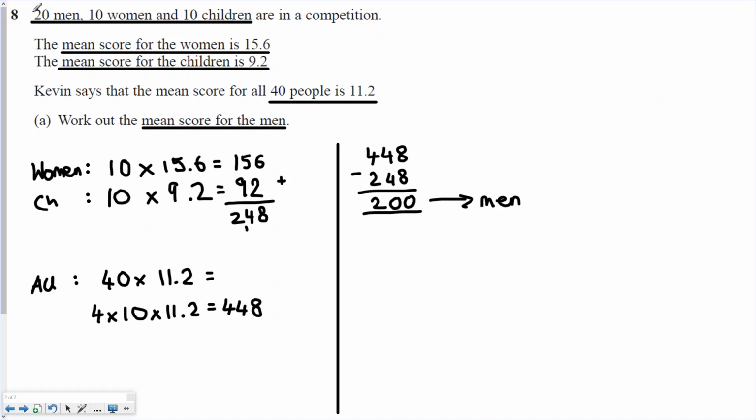Now we know that there were 20 men. Their overall score, if you add them all together, is 200. So to work out the mean, we're going to need to do 200 divided by how many men there were, which is 20. Divide top and bottom by 10. You can cancel that out. You can cancel this out. 20 divided by 2 is going to be 10. So the mean for the men is 10.